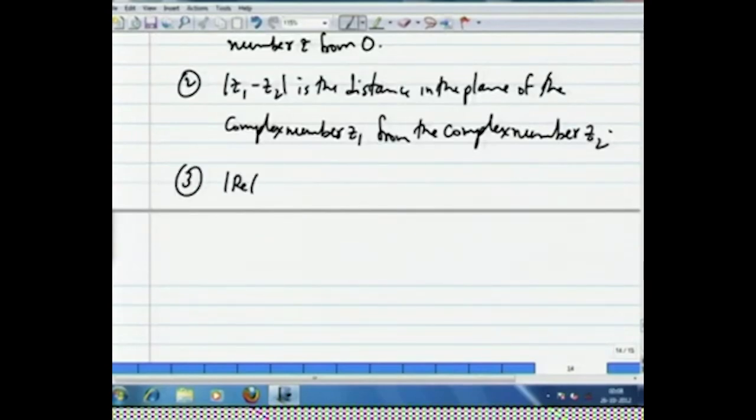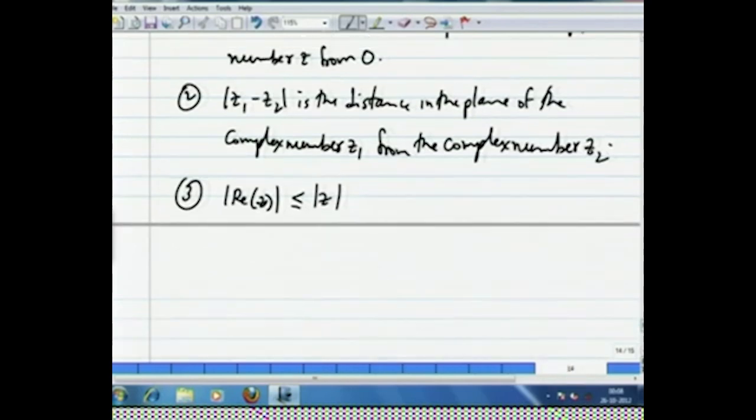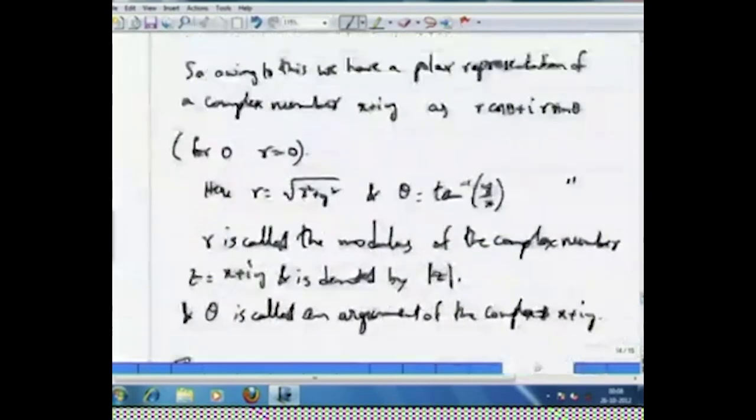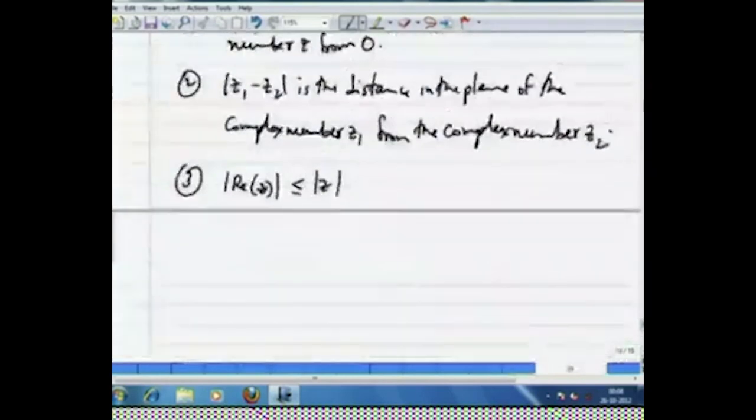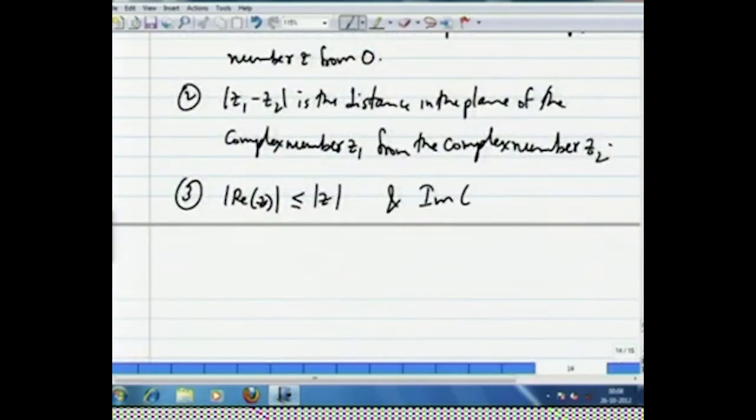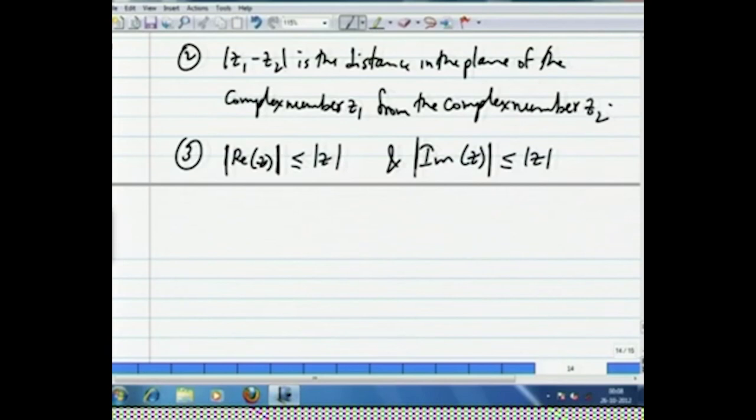The third property is that the modulus of the real part of z is less than or equal to the modulus of z. That is clear because the square root of x squared plus y squared anyway dominates the value x itself. That is the modulus, and that is greater than or equal to x itself. Likewise it is also greater than or equal to y. So, the absolute value of the imaginary part of z is less than or equal to the modulus of z. I apologize, this is the absolute value. Real and imaginary parts of a complex number are real numbers. So, the absolute value of the real or the imaginary part of z are less than or equal to the modulus.